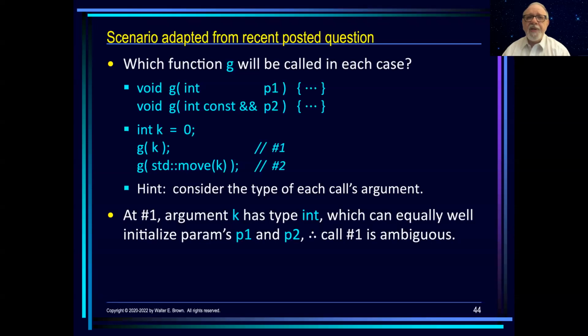It's pretty clear that the argument K in call labeled 1 has type int, and an int can equally well initialize parameter P1 and parameter P2. So this call is ambiguous. And I hope you find that fairly straightforward. Call number 2 is a little more interesting.